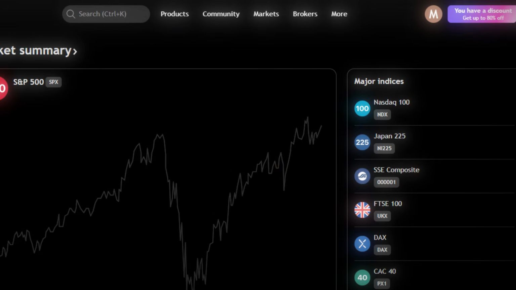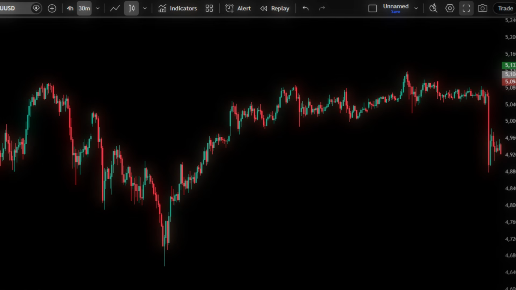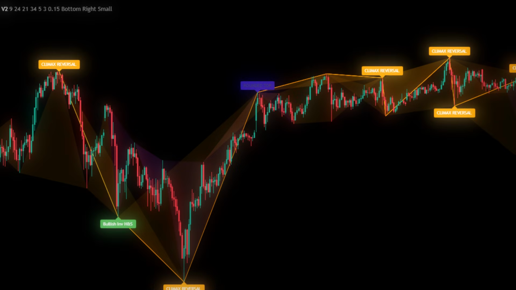Open TradingView, pull up any market. I'm using the 30-minute chart here, but this works across all markets and all time frames. Click Indicators, search for VUBIS divergence wave pattern generator V1, and make sure you select the one by VibDubis. There are clones out there. Get the real one.